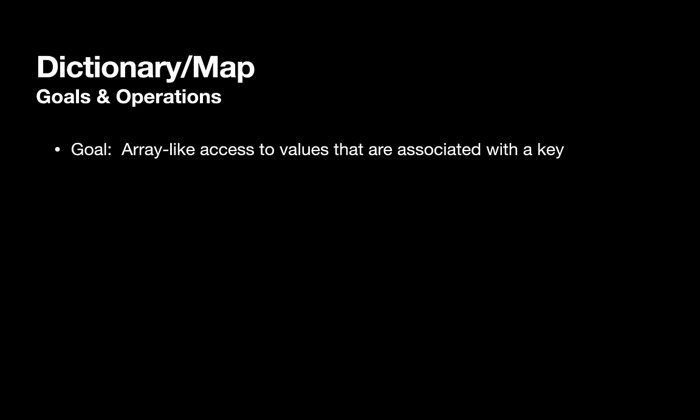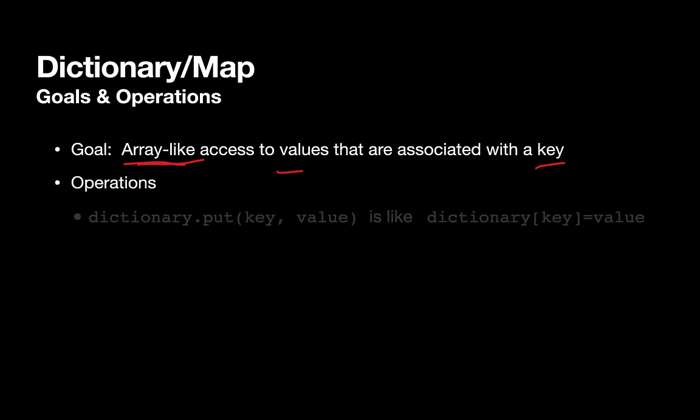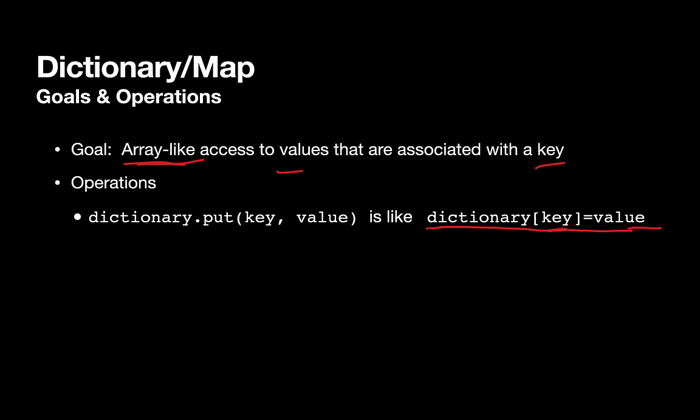One of our goals was to have array-like access. So we have some value that gets associated with some key. Common operations we had were things like put, which will put a new key and associated value into the dictionary. Sometimes in other programming languages, you see this with array-like semantics. You can think of this as comparable to assignment to a particular index of an array.